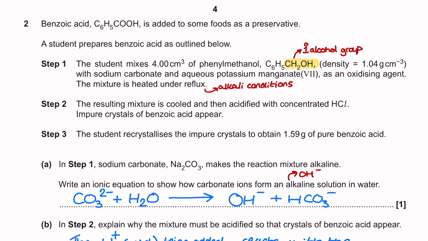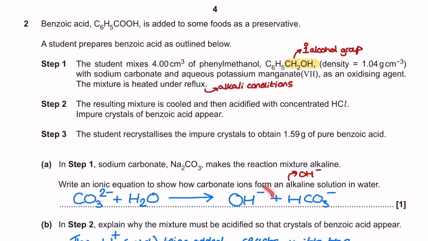So, if we're writing out this, we know that we've got our initial reactant of the carbonate just here. We're going to suggest that we've got water, because we're being asked to show how the mixture is alkaline and it's how carbonate ions form an alkaline solution in water. So I'm going to assume water is my other reactant there.